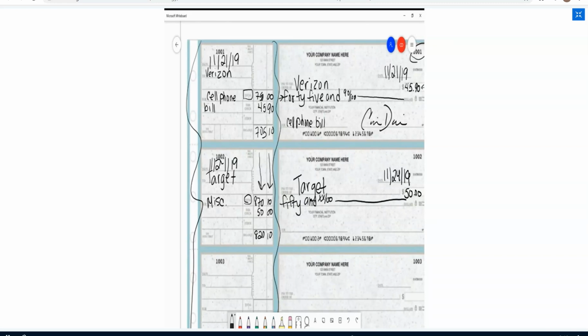Now I do XX over 00 if there's no cents. Actually, you could do over 100. Doesn't really matter. There's quite a few ways you can represent cents when you're writing checks. Okay, you can do 00 over 00. You can do XX over 00. You can do XX over 100.